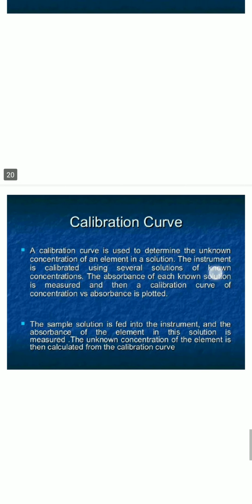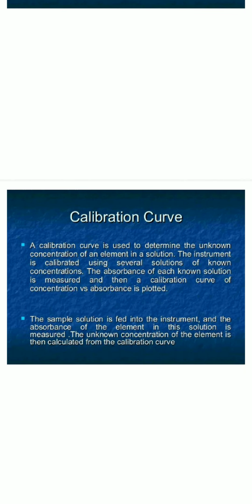Calibration curve. A calibration curve is used to determine the unknown concentration of an element in solution. The instrument is calibrated using several solutions of known concentration. The absorbance of each known solution is measured and then a calibration curve of concentration versus absorbance is plotted.